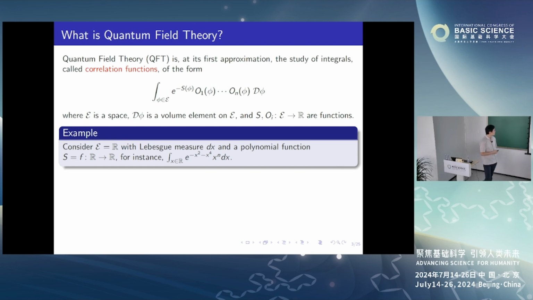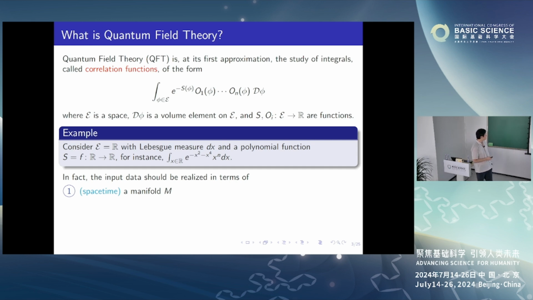The simplest case you can think of is maybe E is just the real numbers with the usual measure and a polynomial function. Then the thing you're interested in is just the computation of such integrals, which is a topic of calculus. But of course, that's not the end of the story, and it's hardly a beginning, because usually, in fact, you need to consider a particular form of E and S and O.